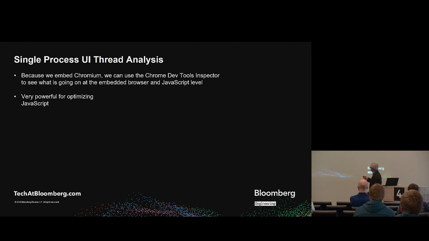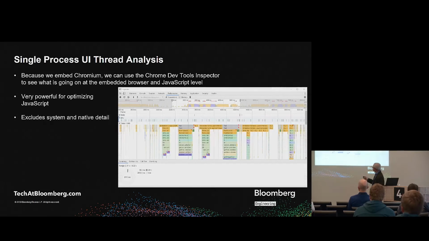Like I said, one of the things we can do is look at the JavaScript level. Because we're embedding Chromium, we can use the Chrome DevTools Inspector to see what's going on in the JavaScript world. This is very good for nice, quiet analysis in your own time when you have no distractions and you can really understand what's going on at that level. But it doesn't really help us at the native level.